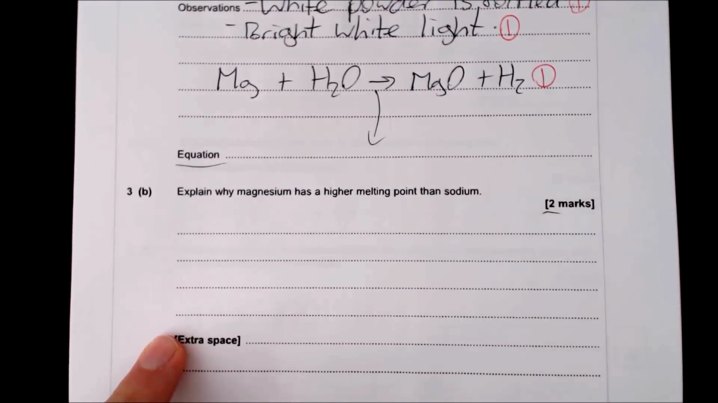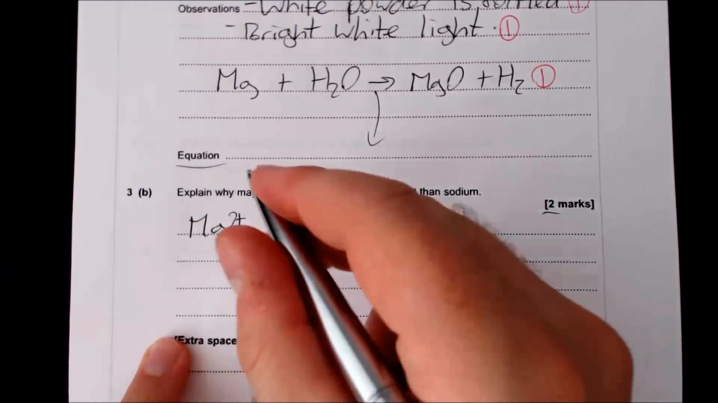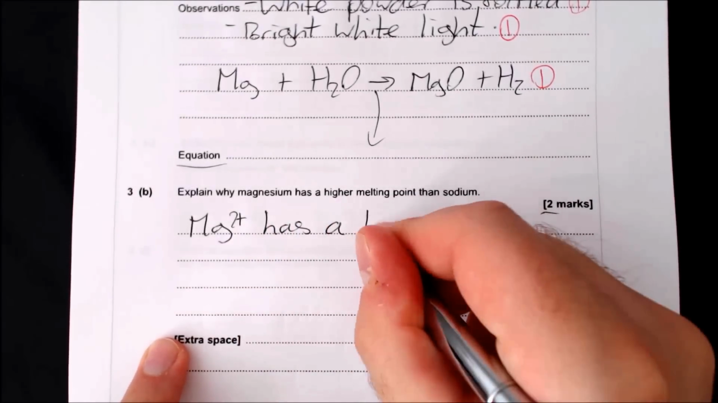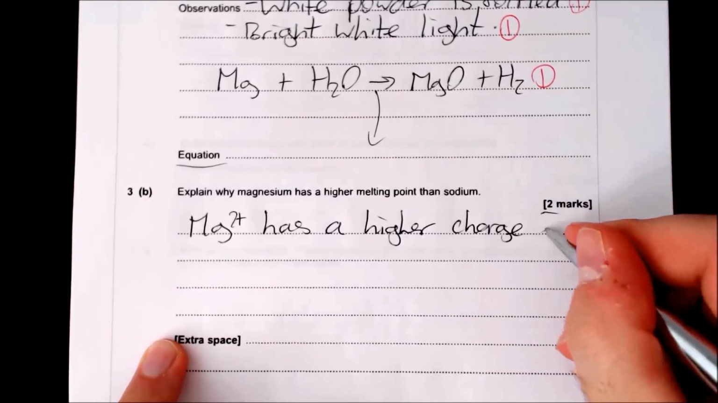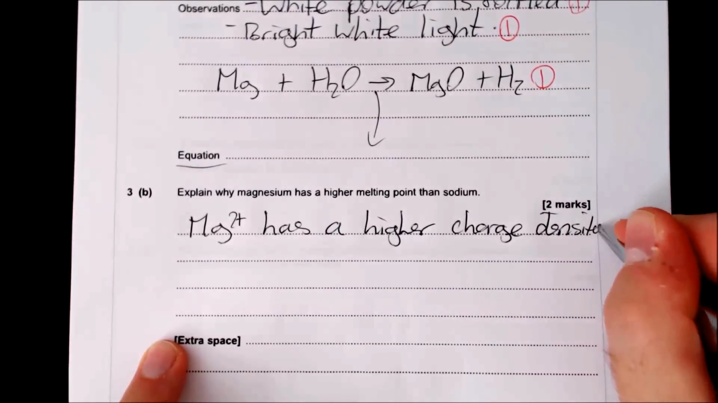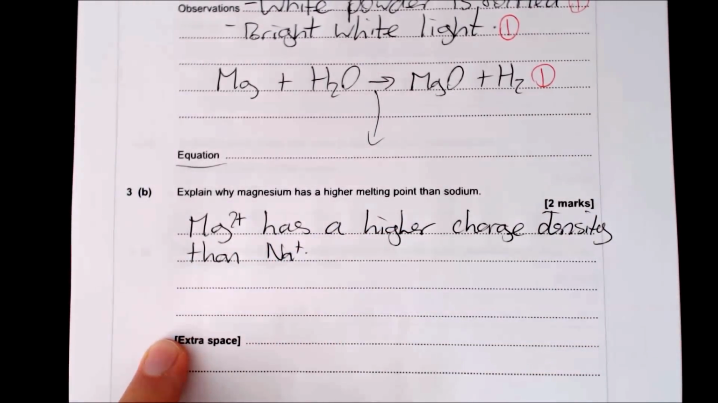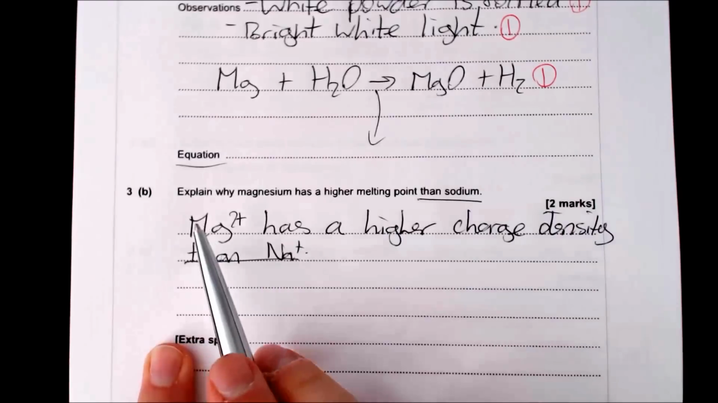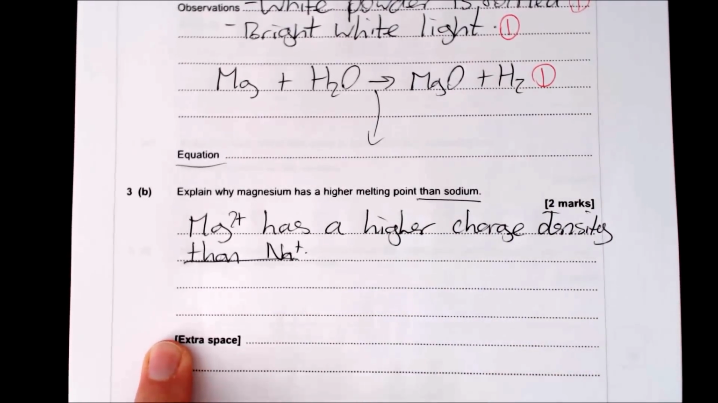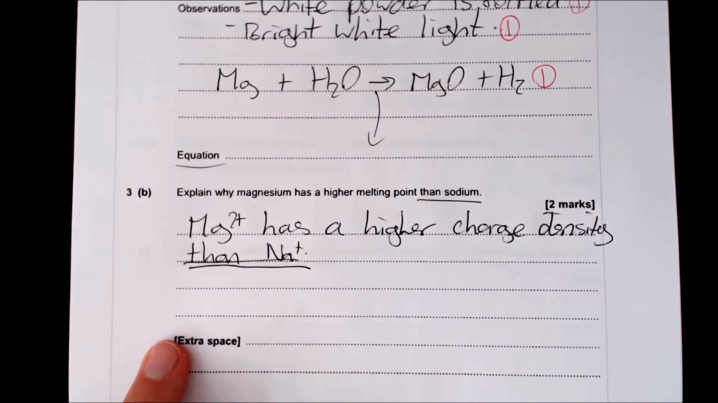So let's write down our 2 marks, to structure this answer. We're going to say that magnesium, or Mg2+, has a higher charge density than sodium. Right, now this is really important. We've got to make the comparison because they've made the comparison in the question, so they're expecting you to do the same in your answer. If you just said magnesium 2+ has a higher charge density, you wouldn't actually get the mark. So it's really, really important that you do make the comparison. You're very explicit in your answer as well.